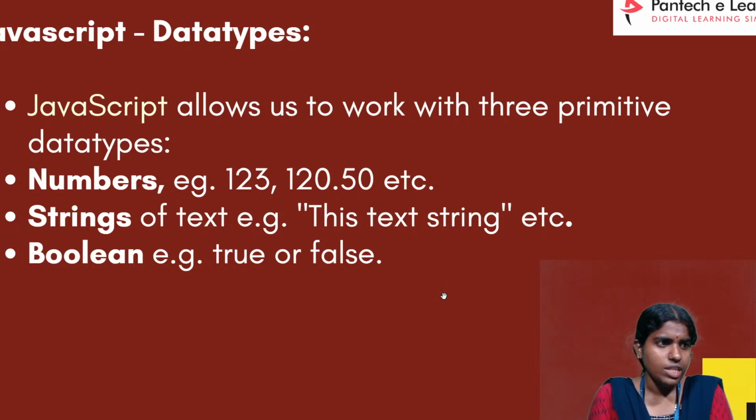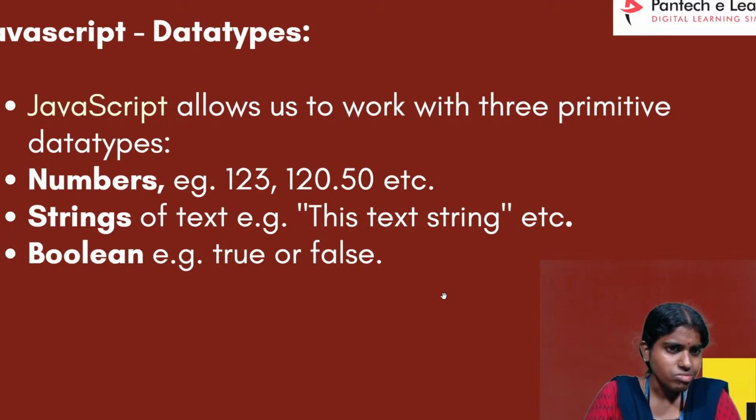So basically all these are the different data types. What do you mean by data type? What type of data the variable can hold? I have numbers, strings, Boolean. All these are the different data types available in JavaScript.